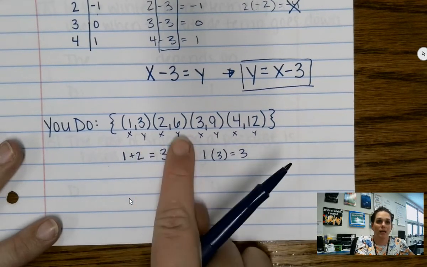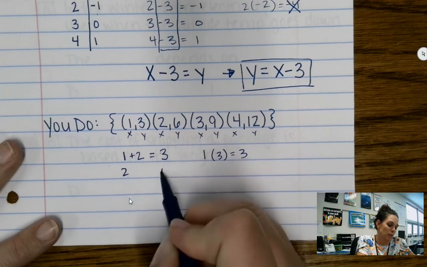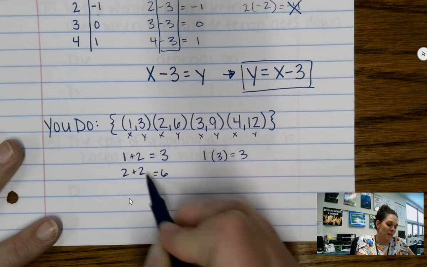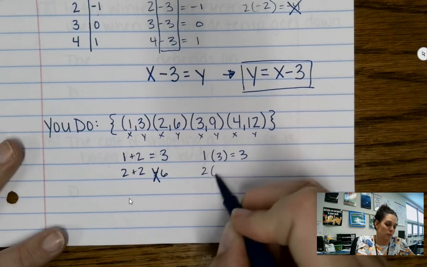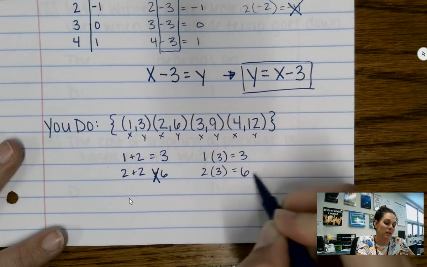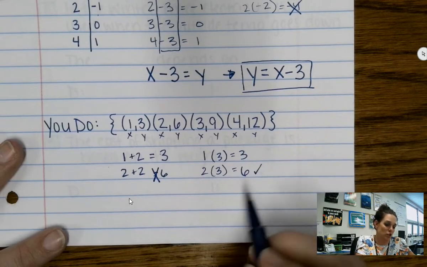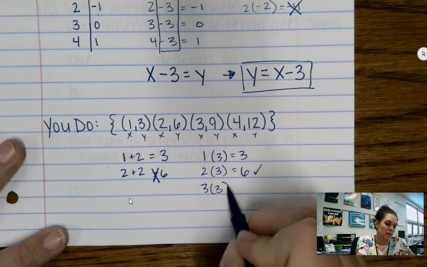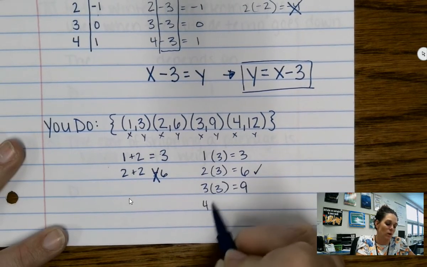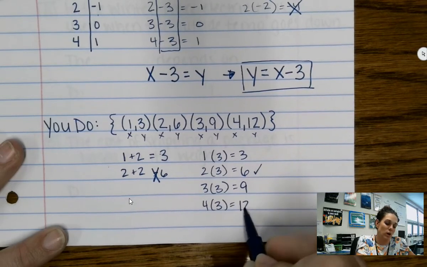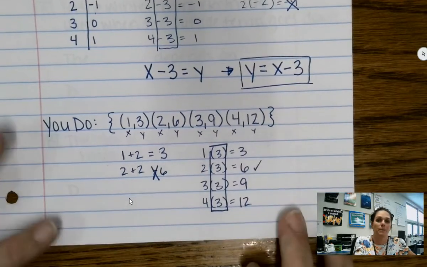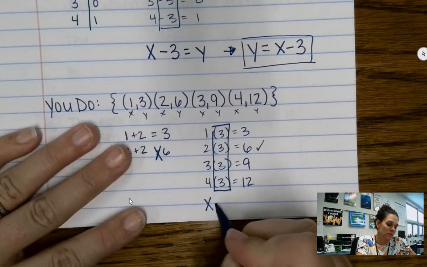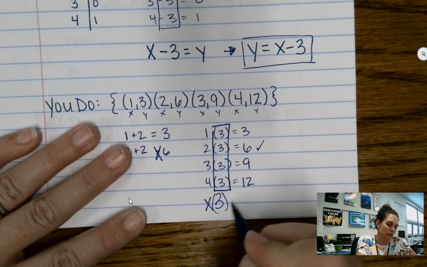So when I look at my next one where I'm inputting 2 and I'm getting 6, if I add 2, well, that does not equal 6. And if I am multiplying by 3, well, that does. And I can continue then to check this out. 3 times 3 is in fact 9. 4 times 3 is in fact 12. Therefore, I am multiplying by 3. So we have x times 3 equals y.